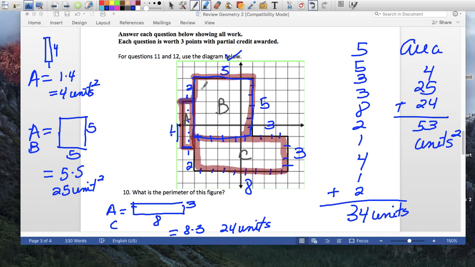1, 2, 3, 4, 5, and so on, counting all the way up to 53. There we go. We got 53 square units inside this figure.